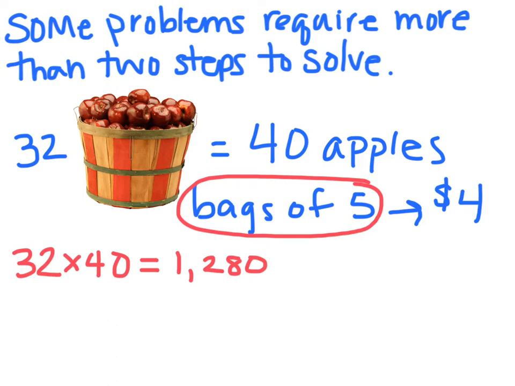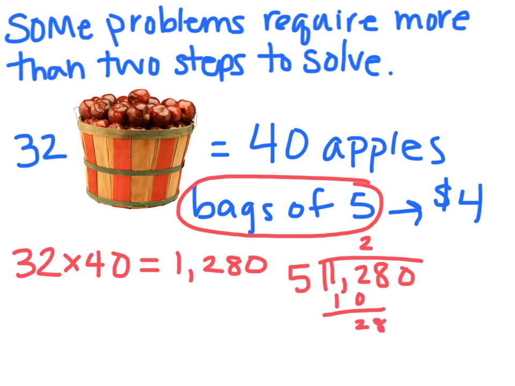Let's divide 1,280 by 5 to find out. 5 goes into 12 twice, leaving us a remainder of 2. 5 goes into 28 5 times, giving us a remainder of 3. And dropping down that 0 gives us 30. So 256 bags of apples, okay? So we have 256 bags.